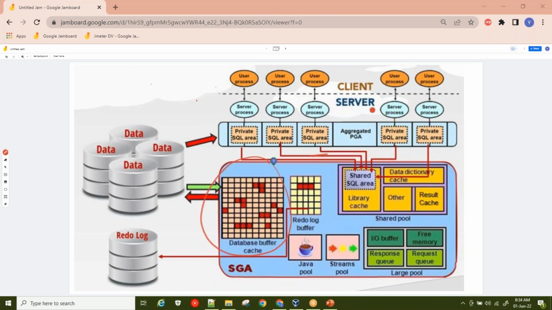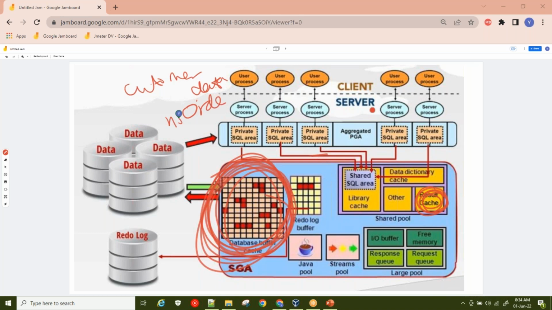Now what is a buffer cache? You can think of the buffer cache as a memory where data is stored for a short period of time. Don't confuse it with the result, because here only the results are stored. Here the real data is stored. Let's say I have some customer data, like some orders, number of orders. I have a table of customer data.